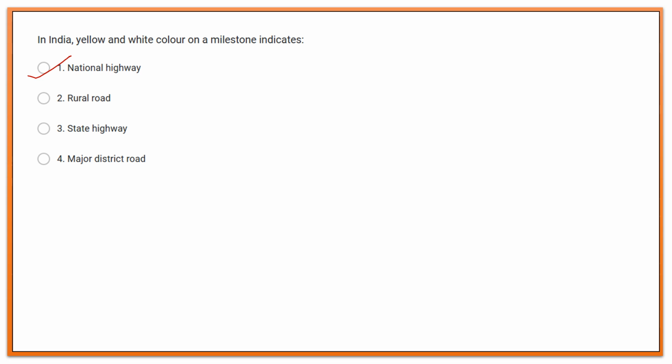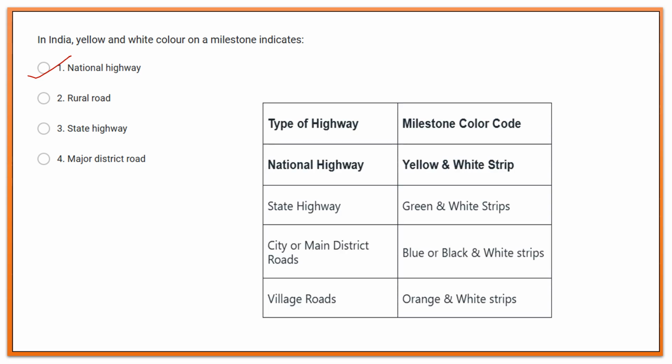But for the remaining highways, the colors are: for state highway the color is green and white. For village road the color is orange and white. For city or the main district road the color is blue, black and white strips. So for national highway the color is yellow and white.